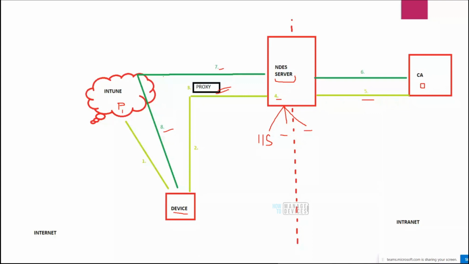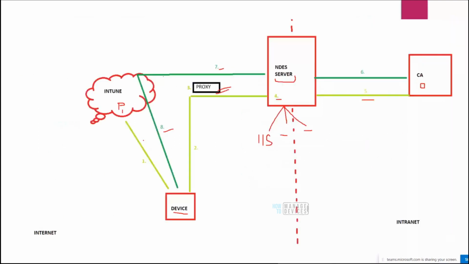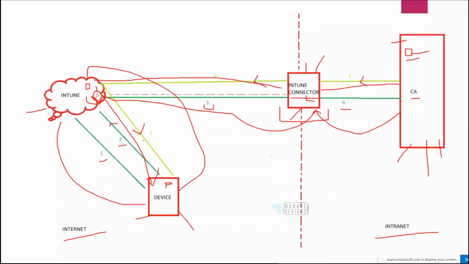Okay. All right. So now let's just do a comparison between PKCS and SCEP. If I talk about PKCS, we saw that there was no NDES server involved. There was nothing called Azure App Proxy. There was no IIS, no public endpoint. Nothing was there. All we did in case of PKCS was, let me just go back to the diagram again. All we did in case of PKCS was we had a device.